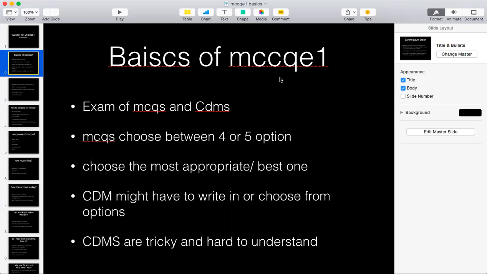So what are the basics of the MCCQE1? It is a basics exam, which is going to be tested on the basis of MCQs and CDM questions. So what are MCQs? MCQs are just the usual kind: choose between 4 or 5 options.